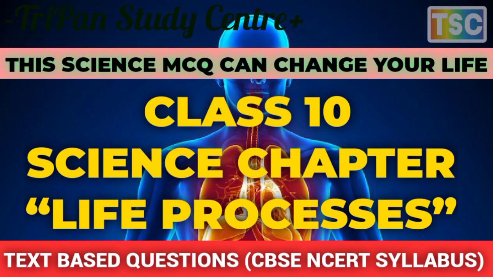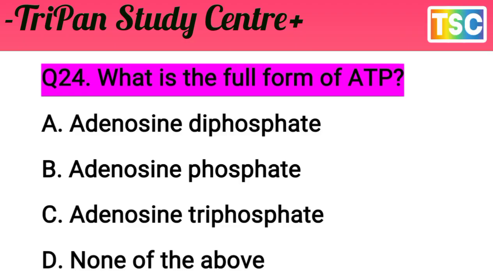Let's see the question. Next question on your screen. What is the full form of ATP? A. Adenosine diphosphate. B. Adenosine phosphate. C. Adenosine triphosphate. D. None of the above.